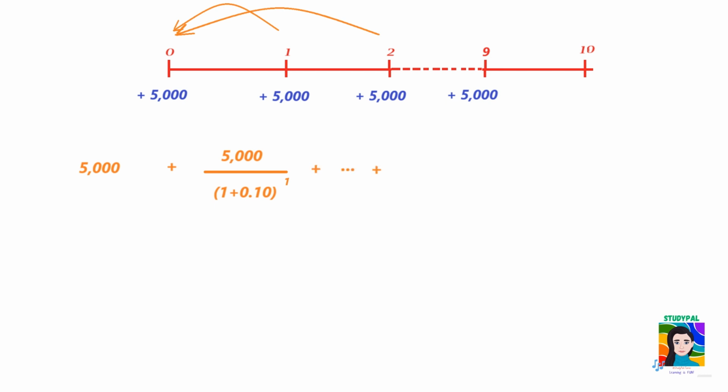And the last cash flow that's occurring at the end of year 9, which is the 10th cash flow, should also be discounted by 9 years. So it's 5,000 divided by 1 plus the discount rate of 10% to the power 9. Remember the formula we used when calculating the present value of ordinary annuities, which was cash flow divided by the discount rate times 1 minus 1 divided by 1 plus the discount rate to the power of n.